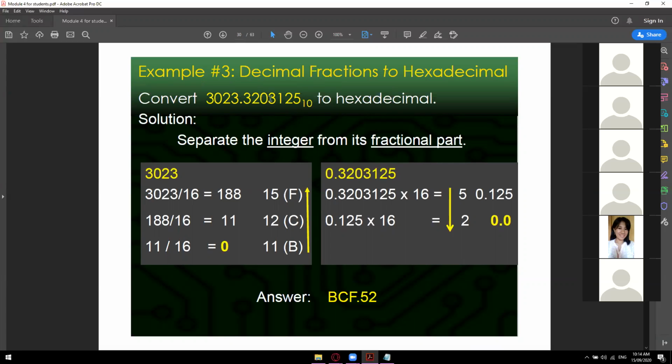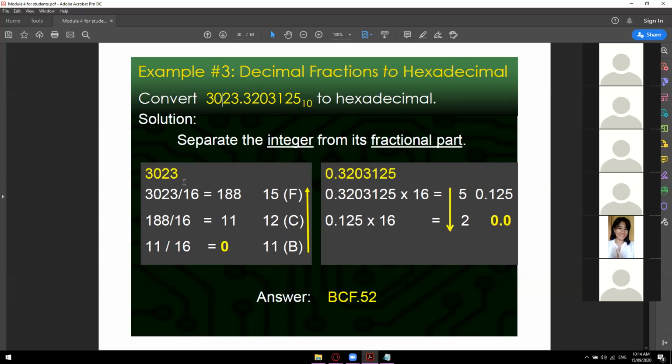So, example number 3. This one now is a combination of a whole number and a decimal fraction. So you can solve them separately, like what we did, whole number first. When it's a whole number, divide. When it's the fraction part, multiply. Okay? In this one, you want to convert into hexadecimal. So here first, 3023.